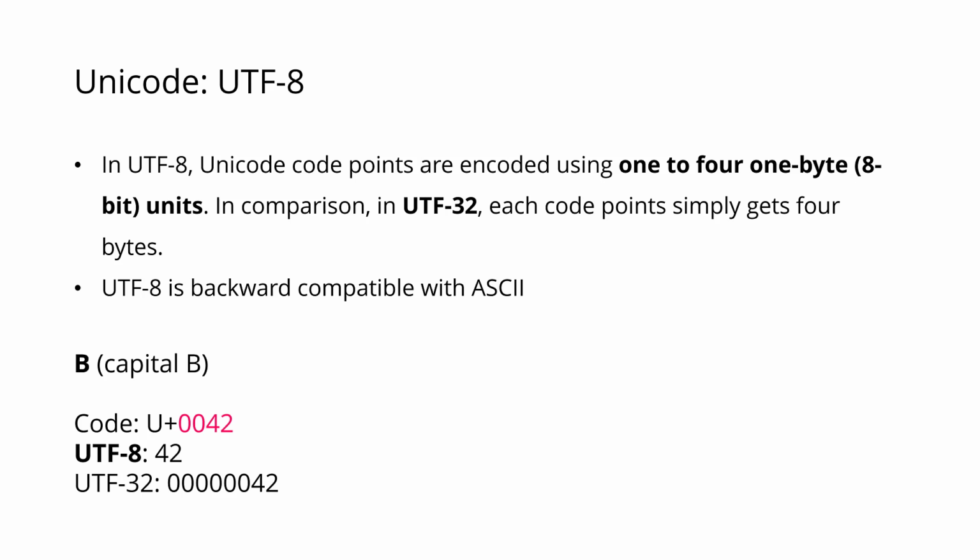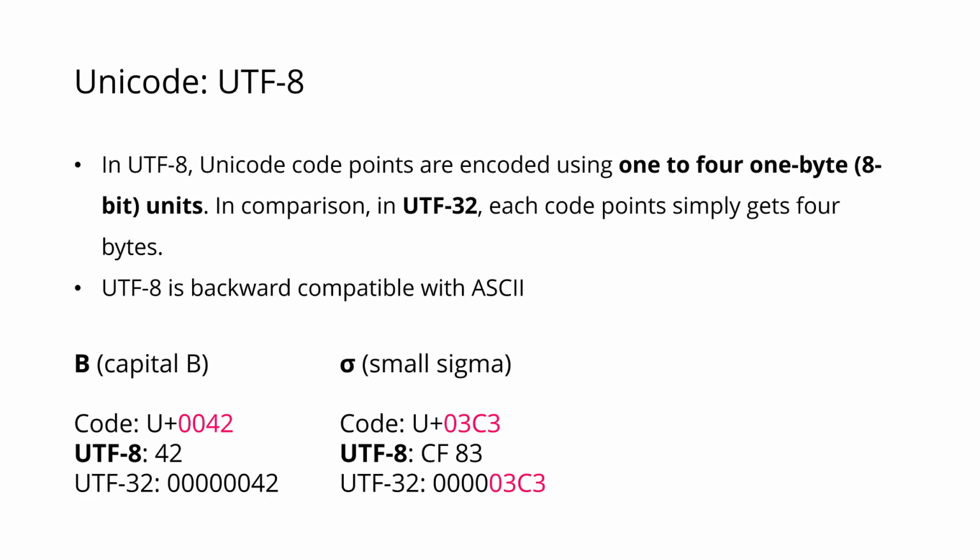So basically, in UTF-8, it's the same encodings as it is in ASCII. So for example, for the capital B, we have the Unicode code 0042, and in UTF-8, that's just a hex 42. And in UTF-32, it's basically the same thing, but it's on the last byte here. And if we remember, 42 basically was the B in ASCII.